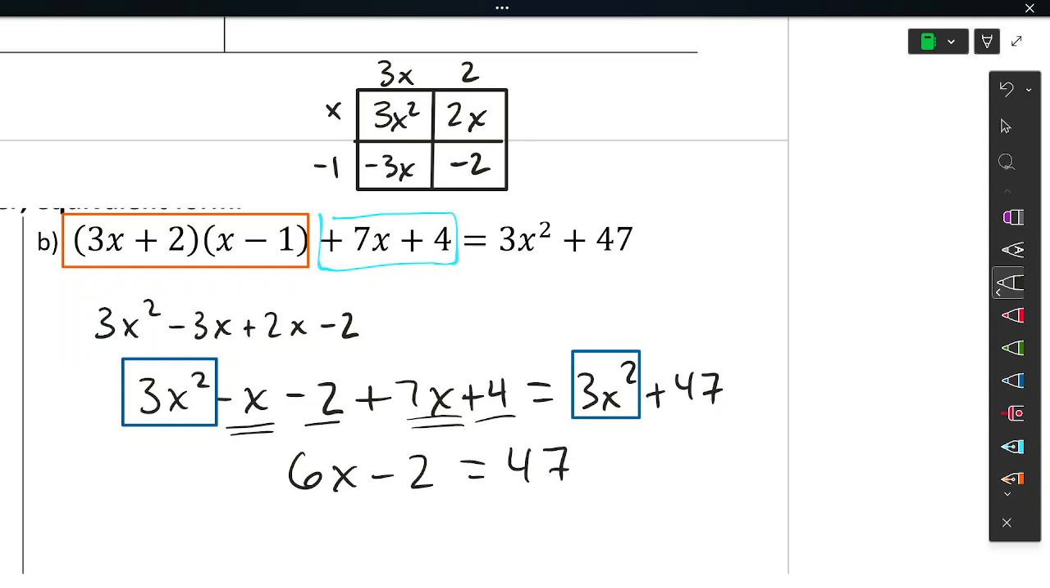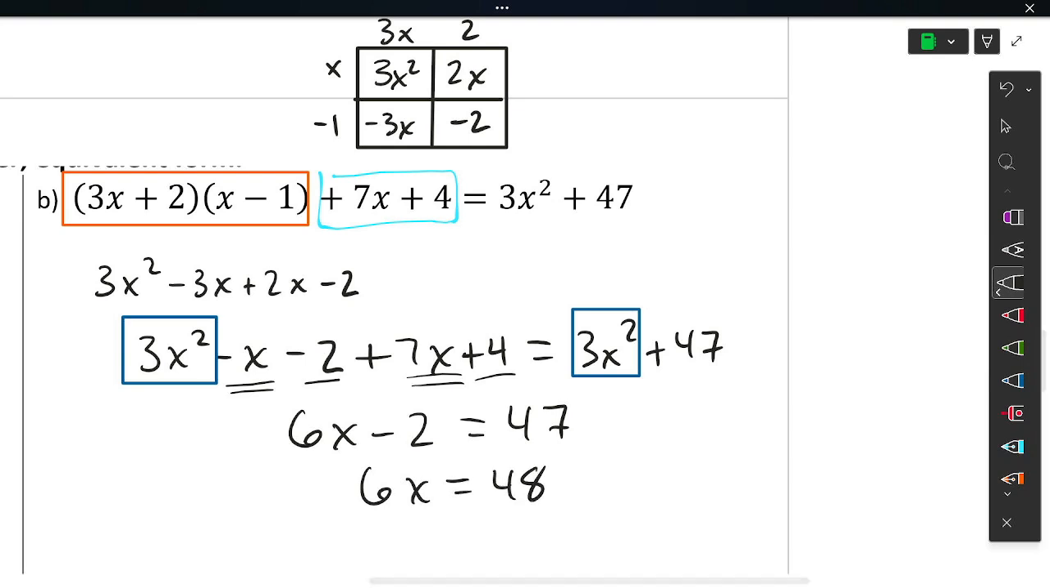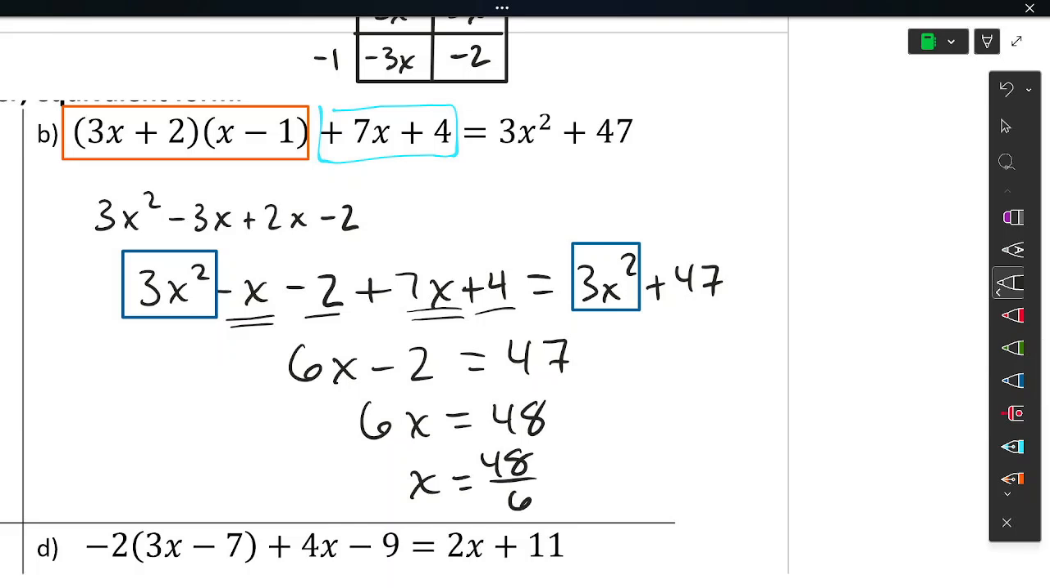Oh, we're almost done. Let's add 2 to both sides. We get that 6x is 48. And then finally, x is going to be 48 over the number 6, which does reduce. Both of them can be divided by 2. Wait a minute. What? 48 over 6. 48 over 6 is 8. Oh my gosh.